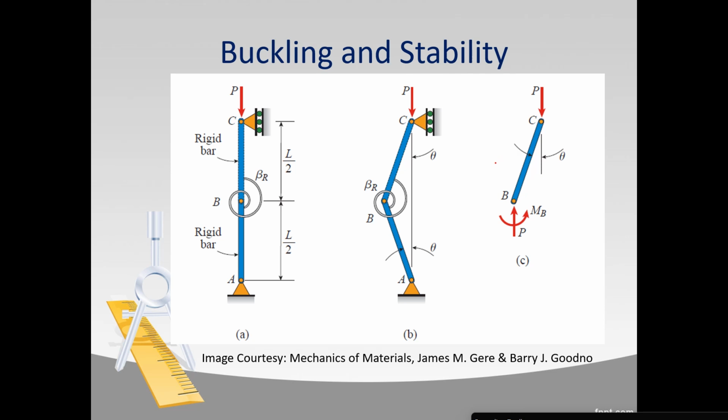By drawing the free body diagram of this part BC, we can see that there are two couples acting here. One couple is due to these forces P here. And these two forces, the distance between which is this displacement that we gave to the bar, are generating a clockwise couple. This clockwise couple that is being formed by these forces P and P here is taking our rigid bar further and further away from the initial position. So we call this couple the disturbing couple.